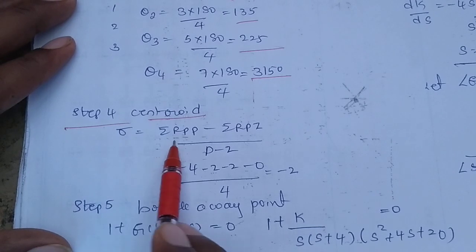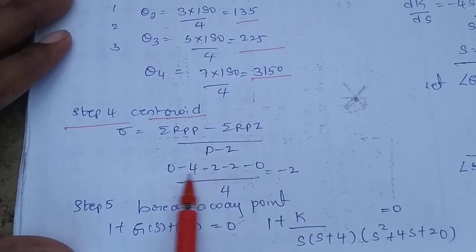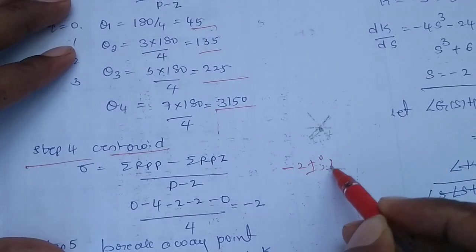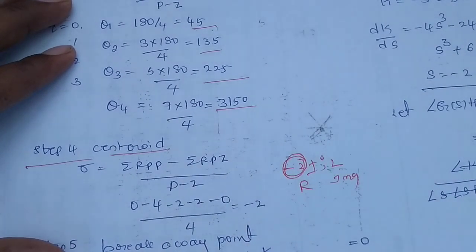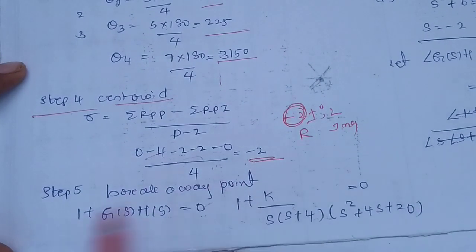Then step number 4, find the centroid. Centroid is the summation of real parts of poles minus the summation of real parts of zeros, divided by P minus Z. Use the formula and substitute the values. Suppose a pole is minus 2 plus or minus j2, this is the real part and this is the imaginary part, so we have to consider only the real values here. So we will get minus 2.